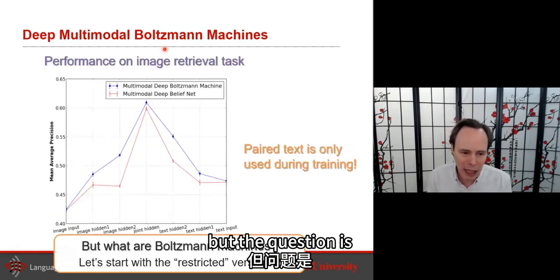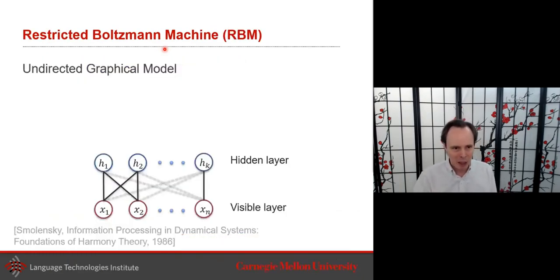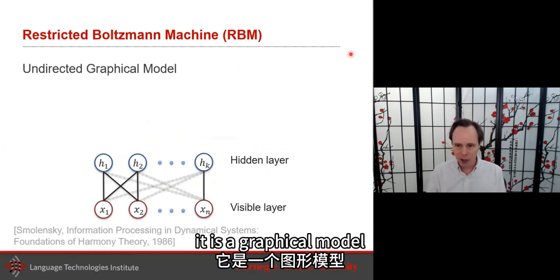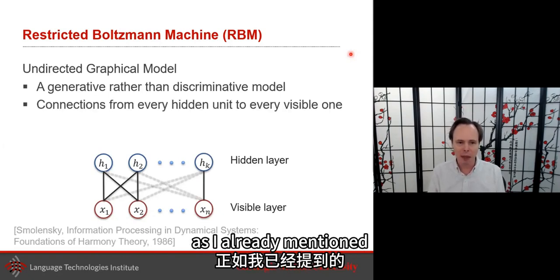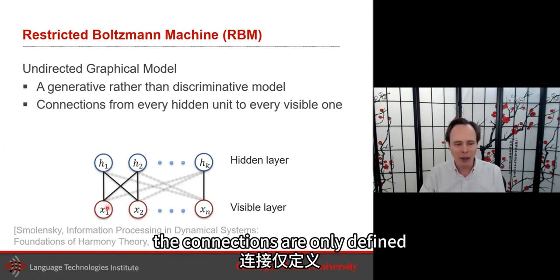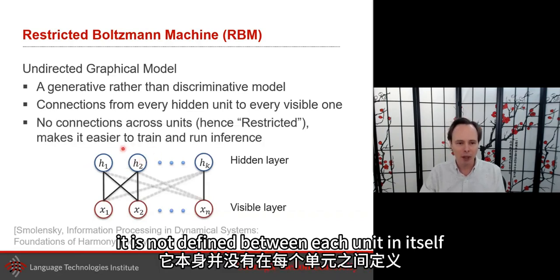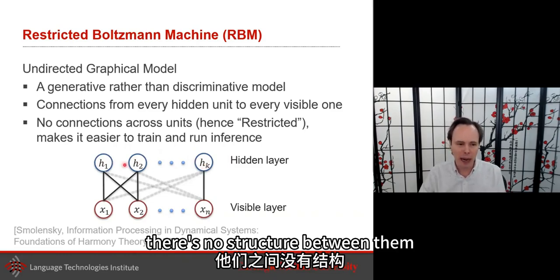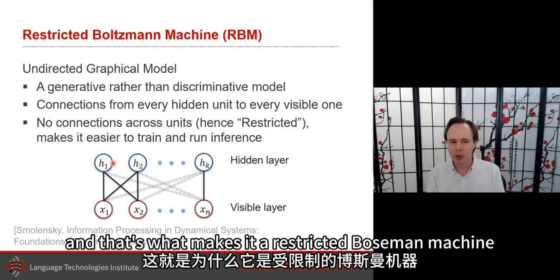But the question is, what is a Boltzmann machine, and specifically what's the restricted version? So a restricted Boltzmann machine is an undirected graphical model. It is a generative rather than discriminative model, as I already mentioned. The connections are only defined between the visible and hidden units. They are not defined between the units within a layer. There's no structure between them. I don't enforce that, and that's what makes it a restricted Boltzmann machine.